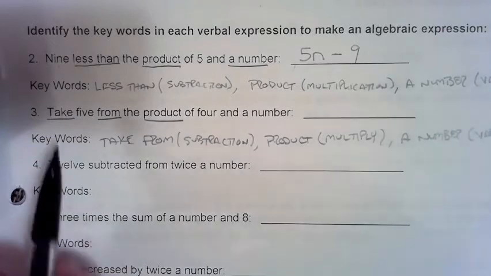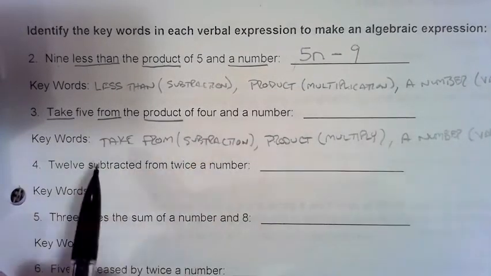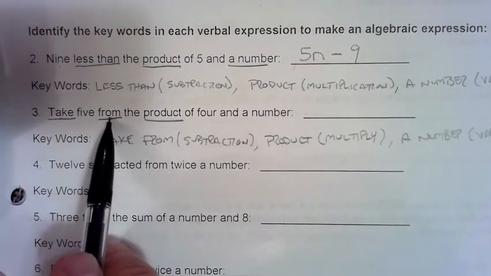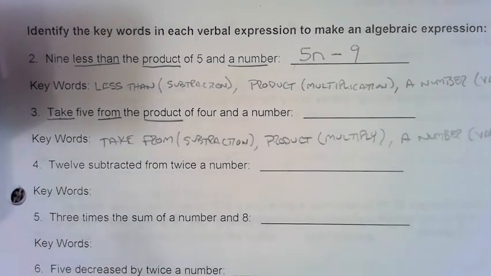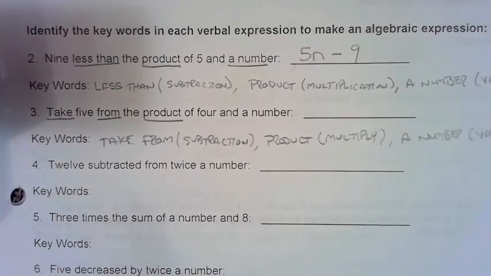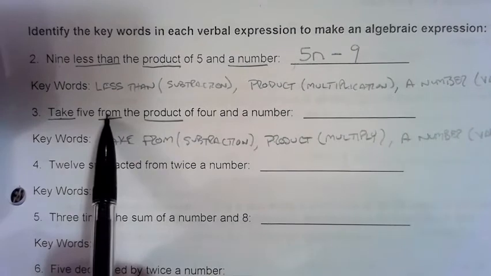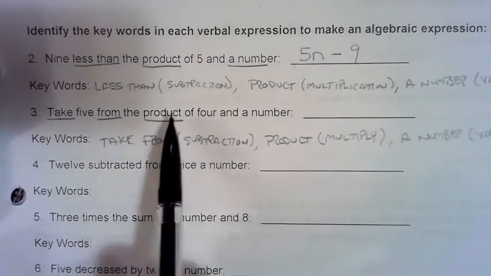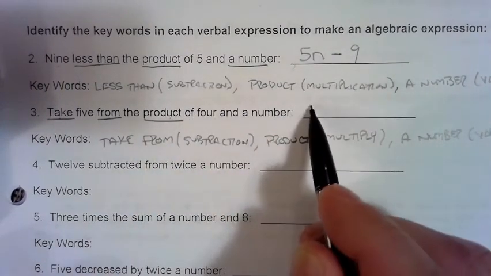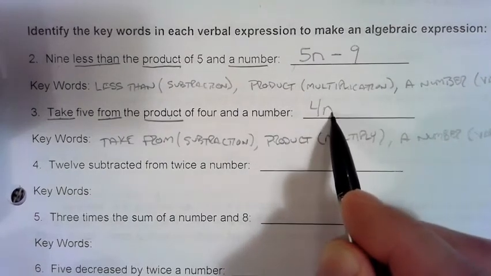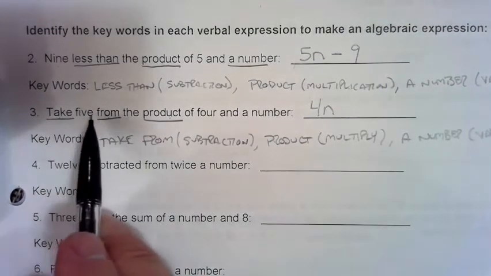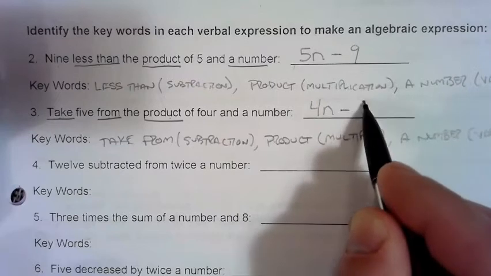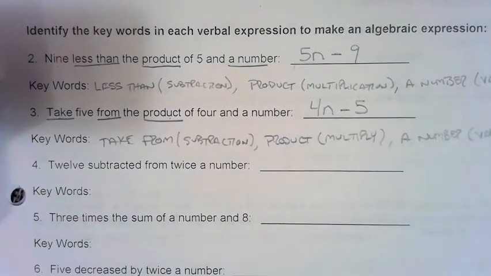To take 5 from the product of 4 and a number, again, when they say take from, I once again have to switch my order. If I take 6 from 15, I have to do 15 minus 6. So again, take from, I'm going to switch my order. Let's start with the product of 4 and a number. Product is to multiply 4 by some number n. And then I'm going to take 5 from that, so I'm going to subtract 5. So the expression becomes 4n minus 5.